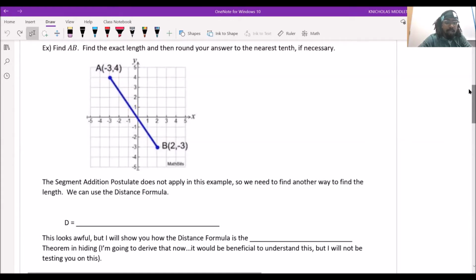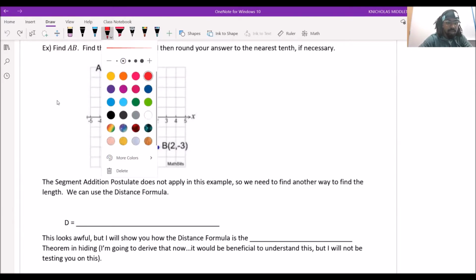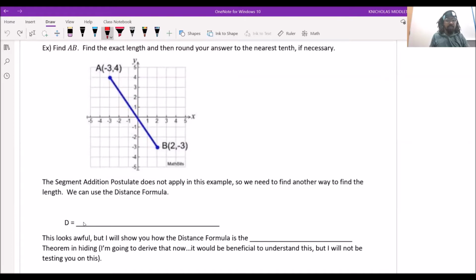In this case, we can't really use the segment addition postulate. It doesn't apply, so we need to find another way to find length, and this is where we use the distance formula. Now it's a formula, but don't get overwhelmed here. Here is the formula. We'll write it down, then we'll talk about it.